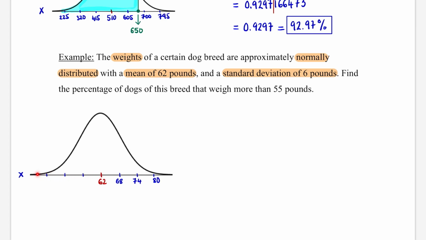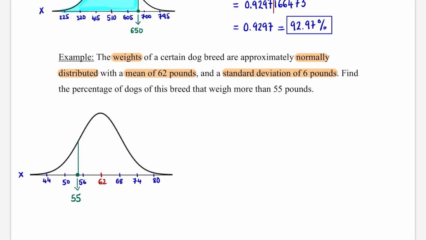To get the values that are 1, 2, 3 standard deviations below the mean, I'll take 62 minus 6, minus another 6, minus another 6. So I get 56, 50, and 44. They want me to find the percentage of dogs that weigh more than 55 pounds. So I'm going to locate 55 pounds on this horizontal line first. 55 pounds is somewhere here, closer to 56.